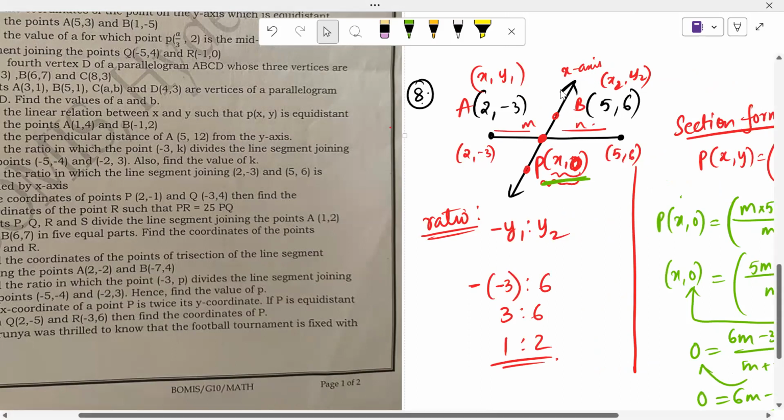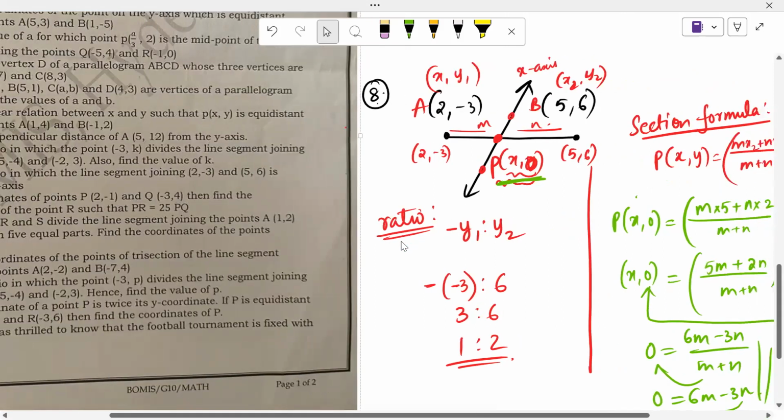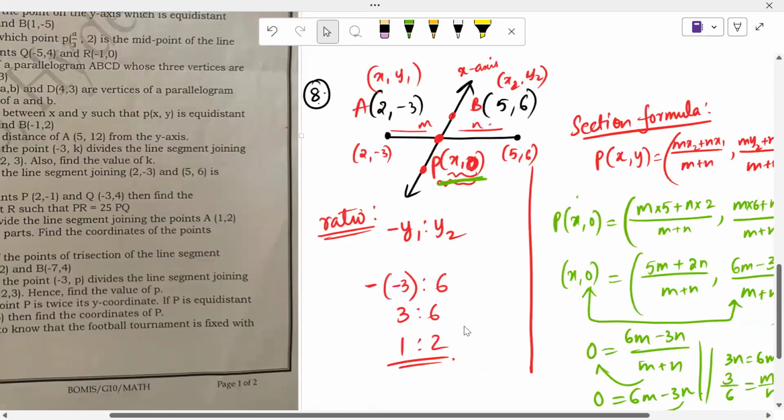So we have a direct formula in which the x-axis is dividing. The ratio in which the x-axis is dividing the line joining 2 points is -y1 is to y2. So minus of -3 is to 6. So this direct formula you can use here, or you can use the section formula.